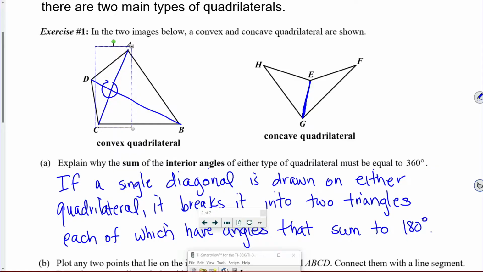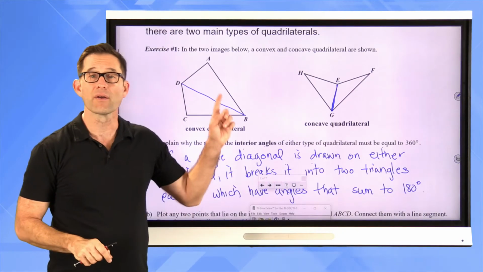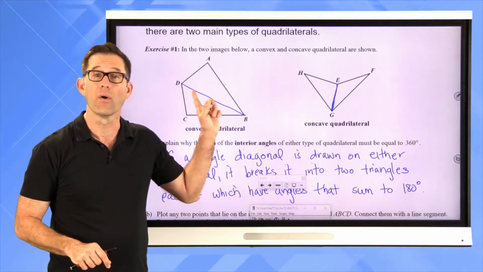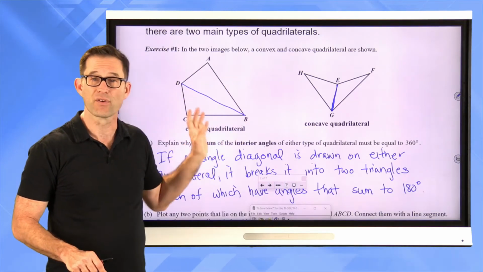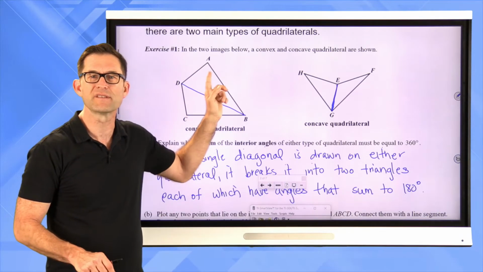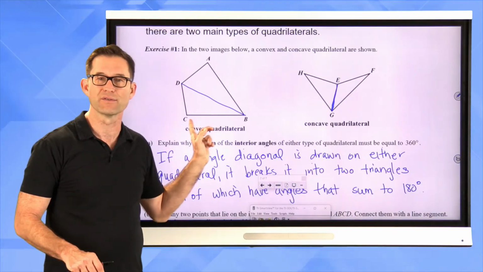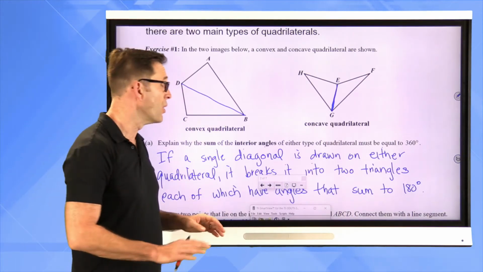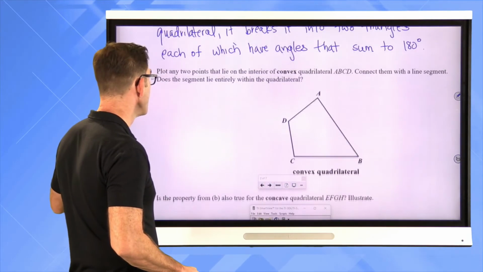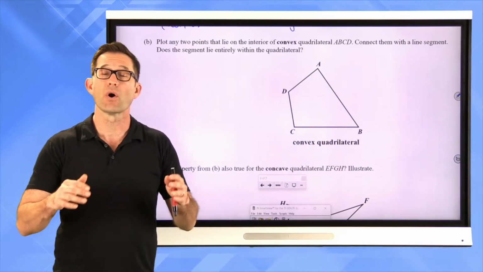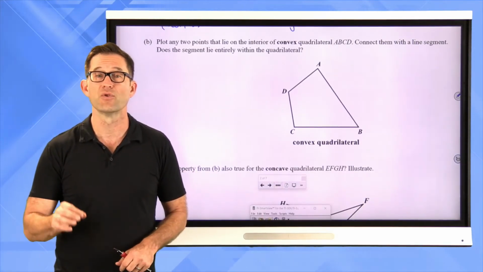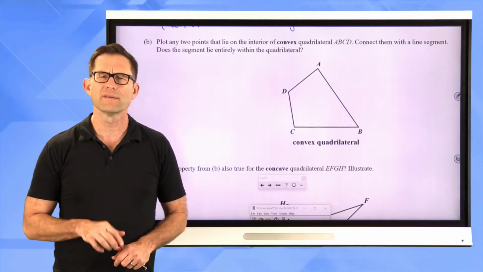Unlike if I delete this one diagonal and I delete that little thing, if I look at the three angles in this triangle and the three angles in that triangle, those angles are each part of the angles of the quadrilateral, as opposed to some kind of random mysterious angles that are created when the two diagonals cross here. All right, so all quadrilaterals have interior angles that sum to 360 degrees, just as all triangles have interior angles that sum to 180 degrees. Now let's take a look at letter B.